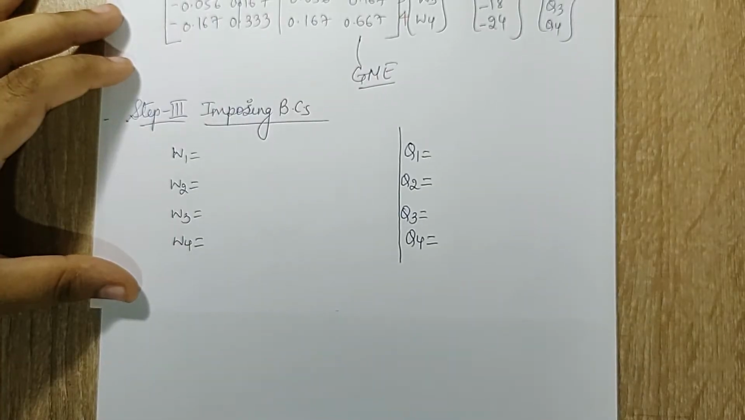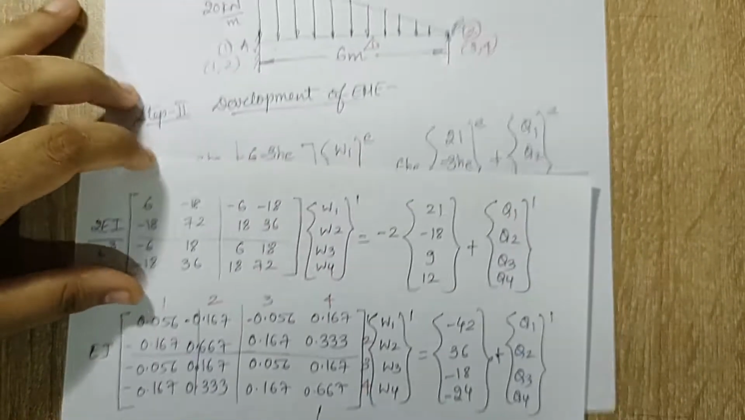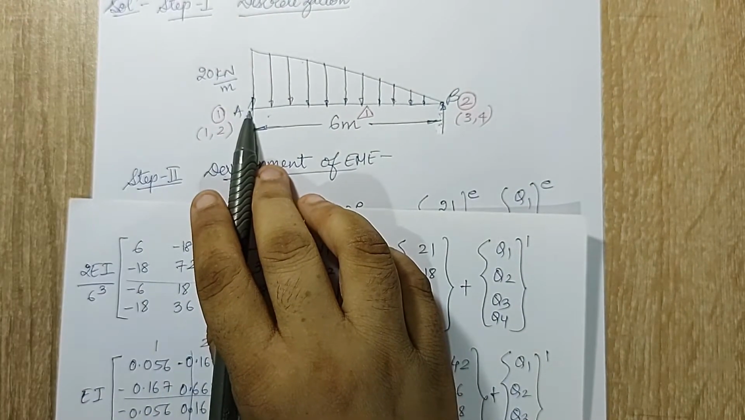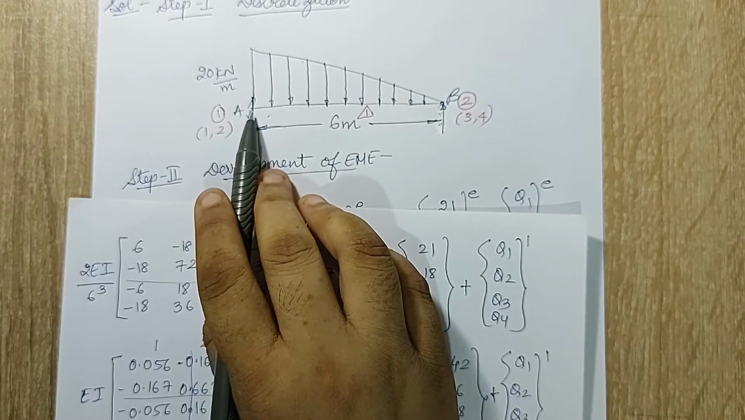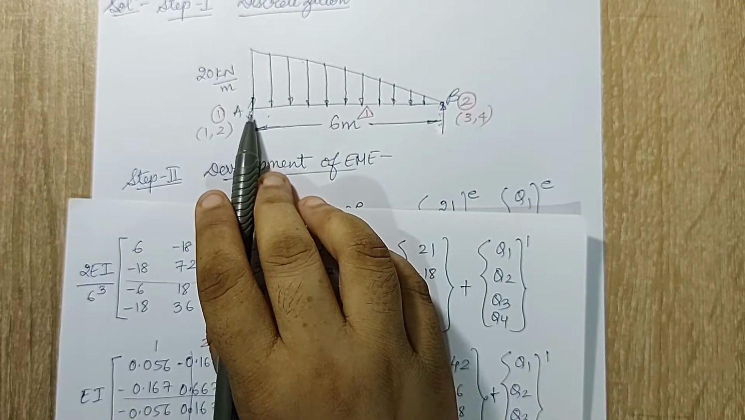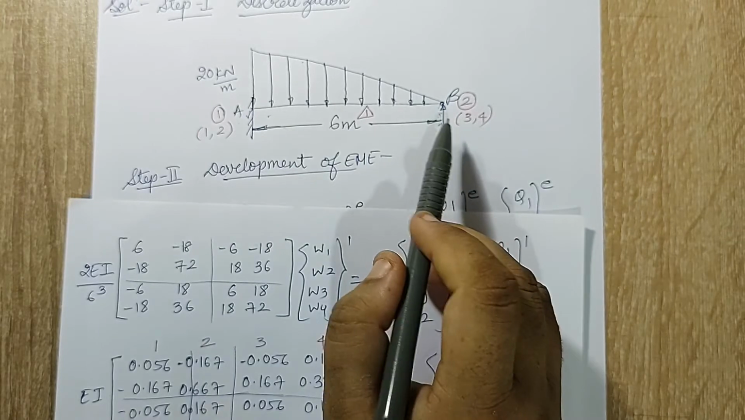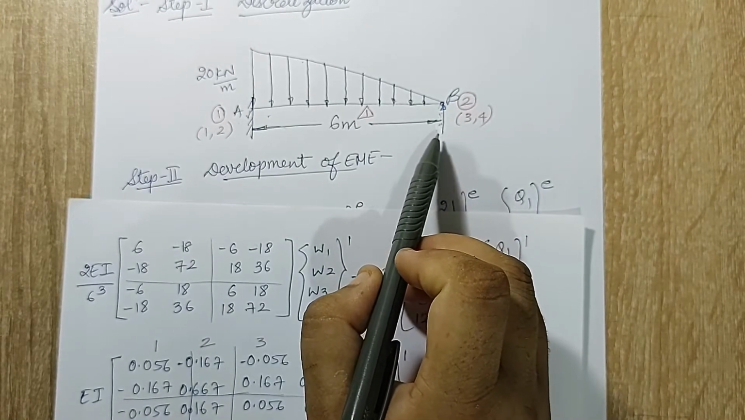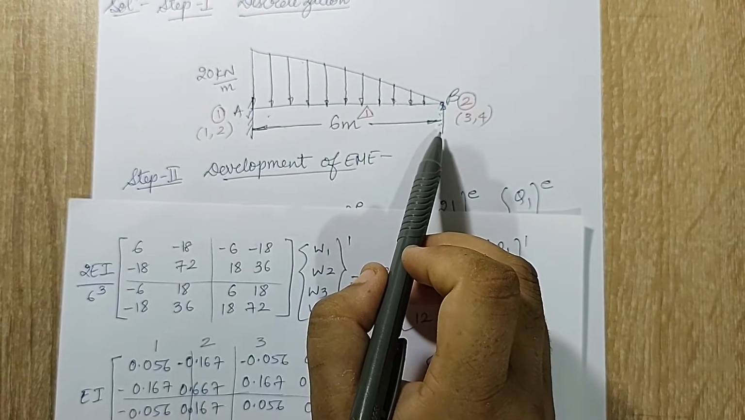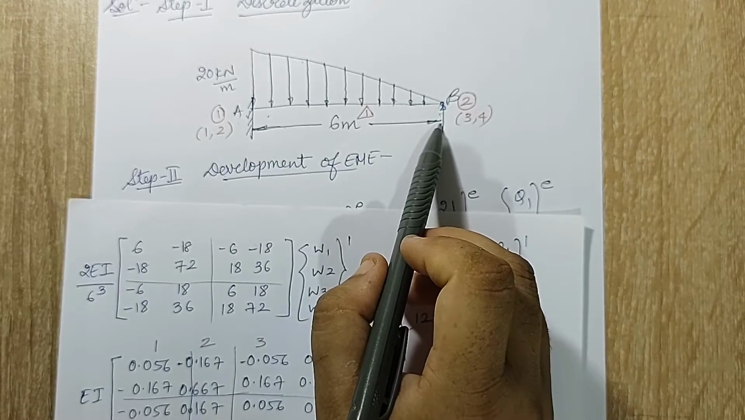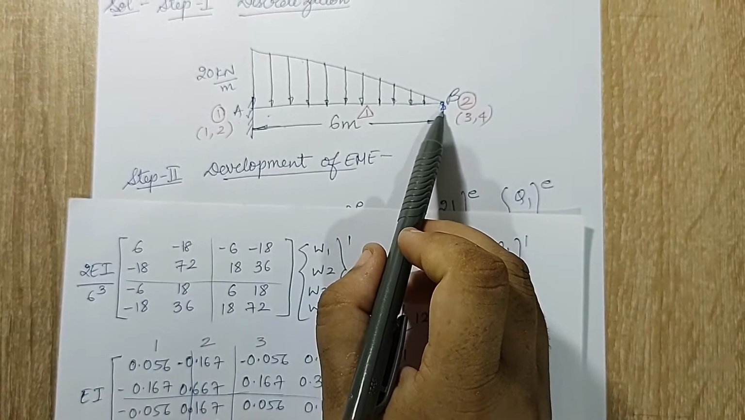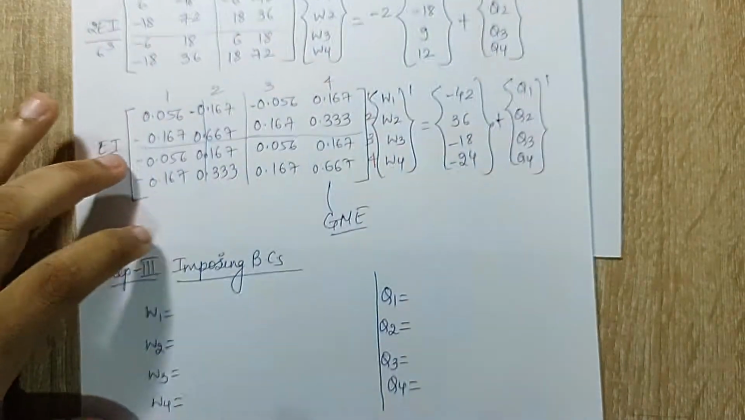These are the unknown values which I need to find. Now when I look here, at end A it is fixed. So my deflection and slope both will be 0, which is W1 and W2. At point B, the deflection will be 0 and bending moment will be 0 because I have a reaction here, which means this could have been a hinge or a roller. So I will write down the boundary conditions now.